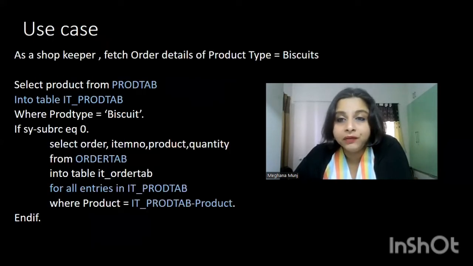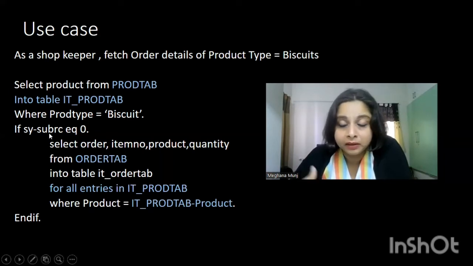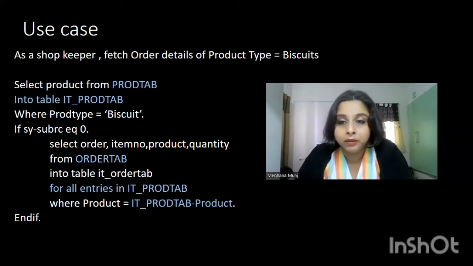Now, if I have to write a select query using FOR ALL ENTRIES, how will it be? I will select the products from the prod tab and store them in an internal table, IT prod tab. Now, what is an internal table? If you are not aware of it, it is very similar to arrays available in other languages. It has a field structure, and the array is in tabular format, repeated for the structure. So I will fetch all the products of product type biscuit into the internal table IT prod tab.